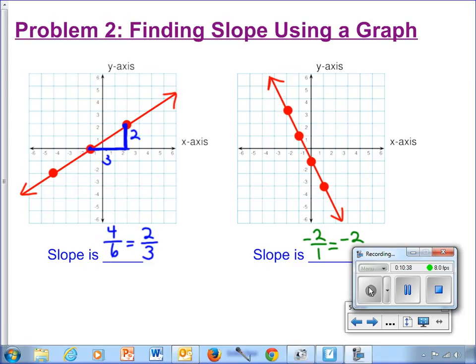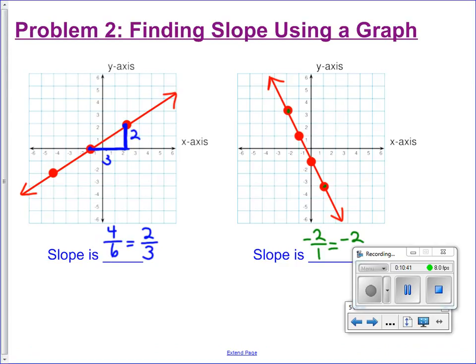Now, let's pick a couple of different points. All right, suppose that I pick this point and this point. Then my rise is 1, 2, 3, 4, 5, 6 spaces down, and I'll put my -6 out there. My run is 1, 2, 3. And since I'm moving downward, that's a negative distance, and I'm moving to the right, that's a positive distance. So -6 over +3 will still reduce to -2. So it doesn't matter, again, which 2 points you pick.